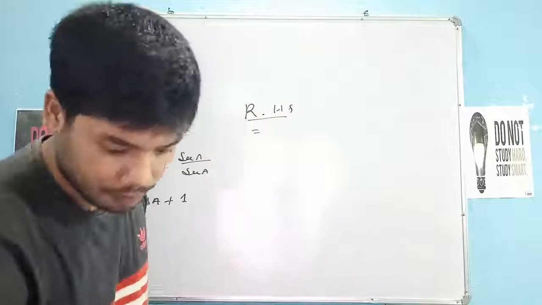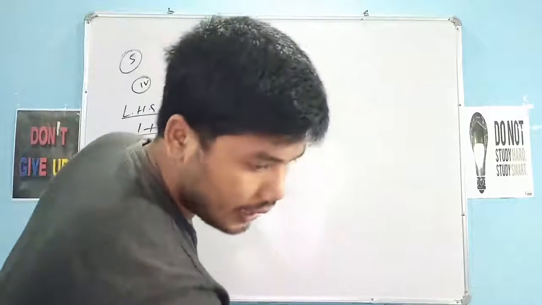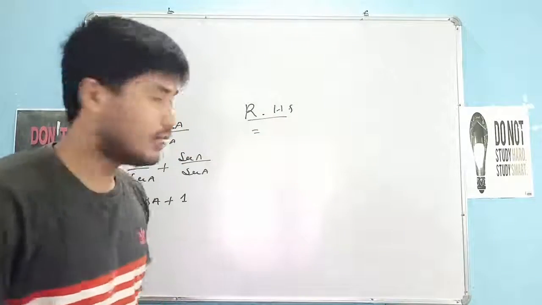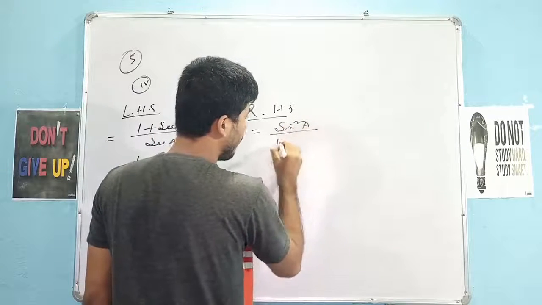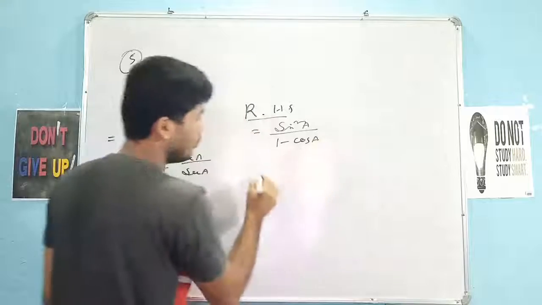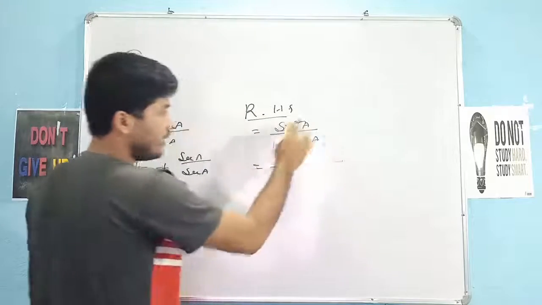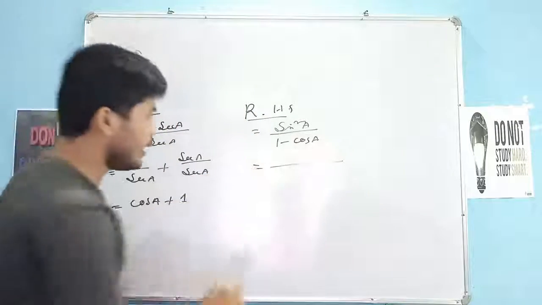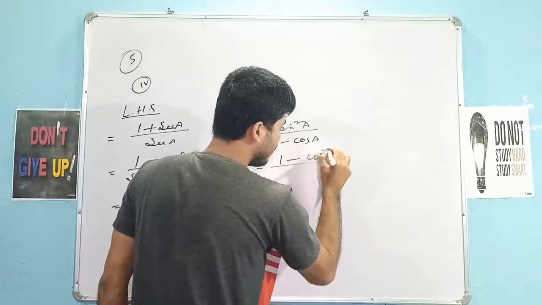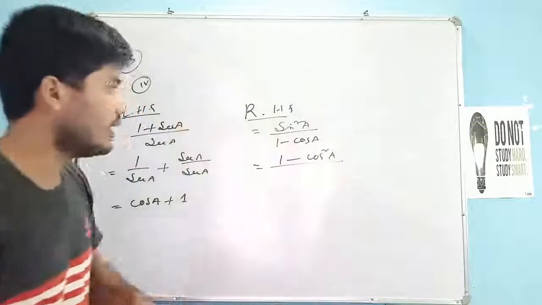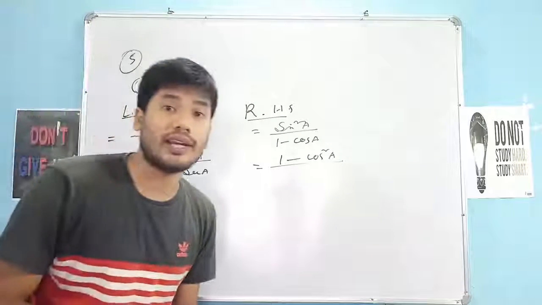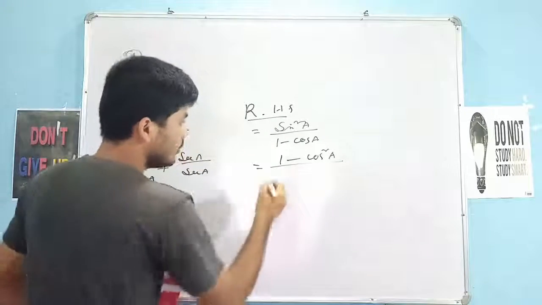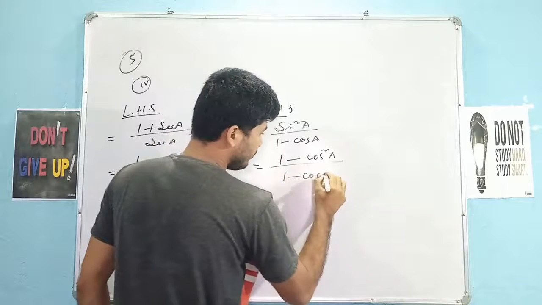It is the right hand side too: sin square a by 1 minus cos a. So for sin square a, we can write it as 1 minus cos square a, because sin square a plus cos square a is equal to 1. So 1 minus cos a.